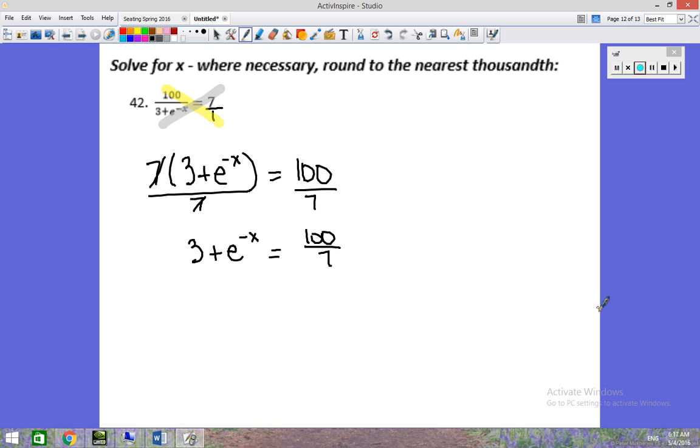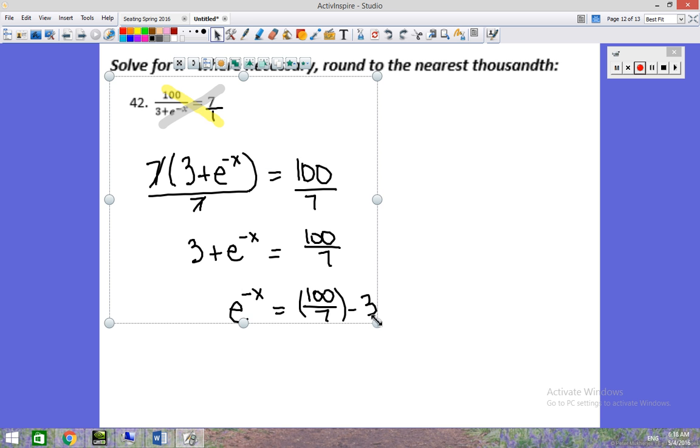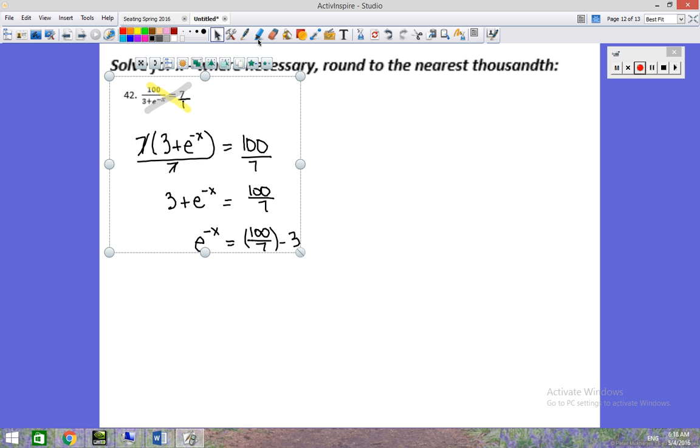So of these two terms, the e to the negative x is the term I want to get by itself, so I subtract 3 from both sides. 3 minus 3 is 0. This 100 over 7 minus 3. Now, I can let the calculator do the work. I don't necessarily have to get a common denominator and subtract those, although I suppose it's good practice.